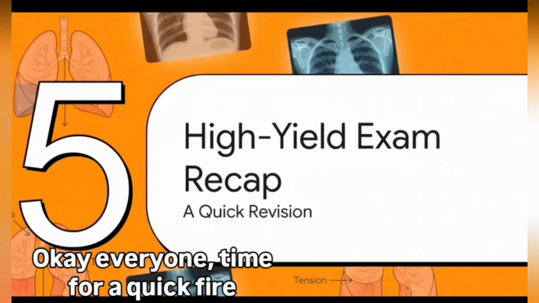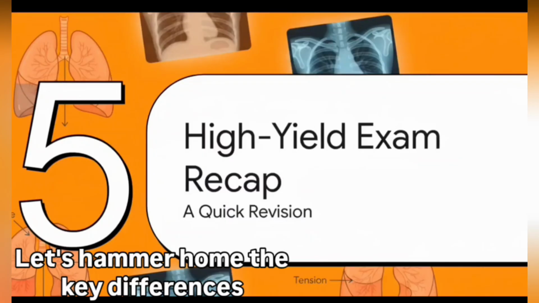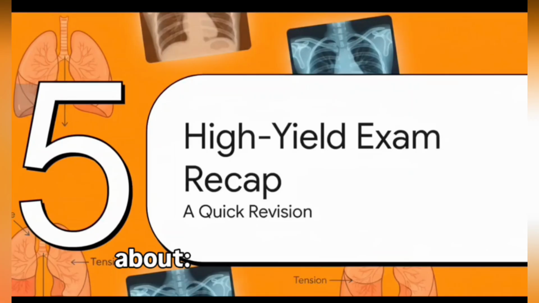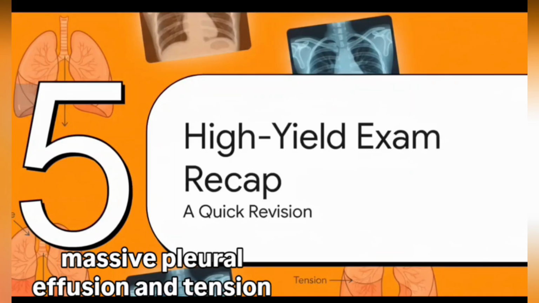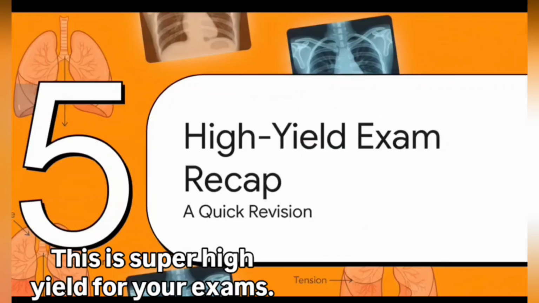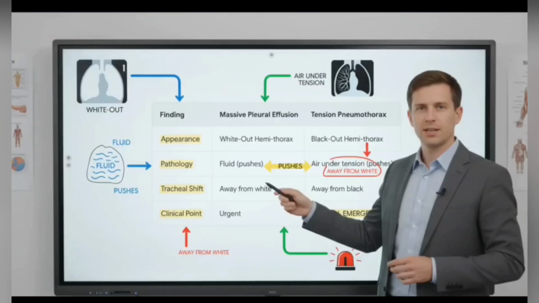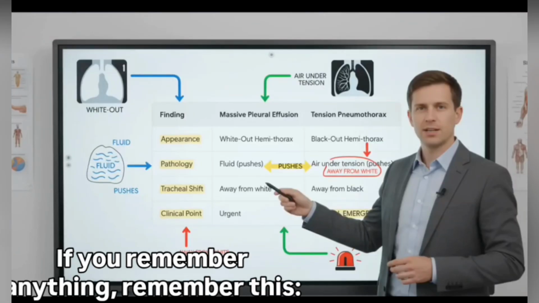Okay, everyone, time for a quick-fire revision. Let's hammer home the key differences between the two big emergencies we talked about, massive pleural effusion and tension pneumothorax. This is super high yield for your exams. This one slide is pure gold. If you remember anything, remember this.